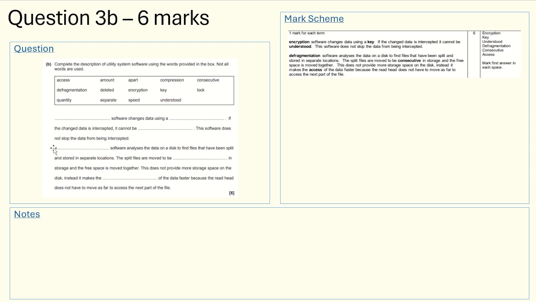Okay, now we're looking at the next bit, which is in a totally different topic. So these are kind of split up into two sections here. This is another piece of utility software that the second part of this question is referring to. So something software analyzes the data on a disk to find files that have been split and stored in separate locations. The split files are moved to be something in storage, and the free space is moved together. Okay, so this is describing the process of defragmentation.